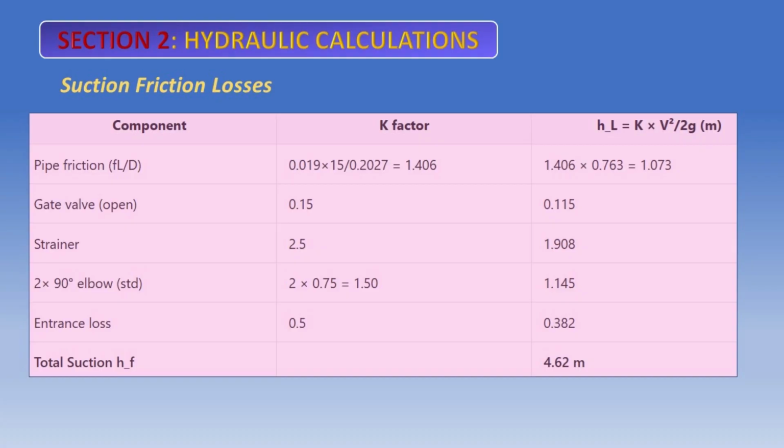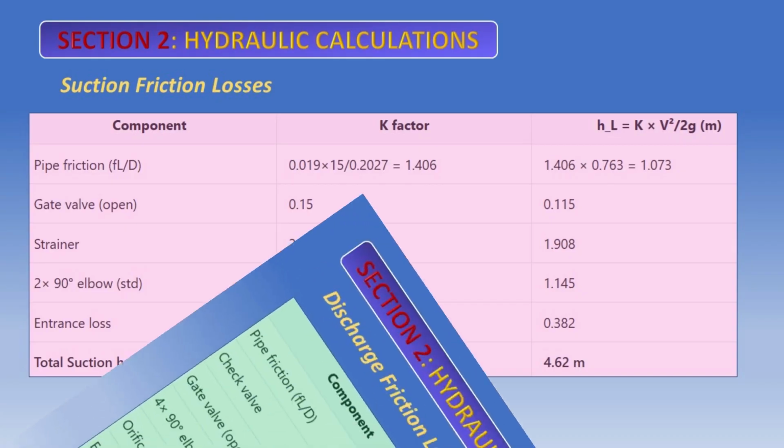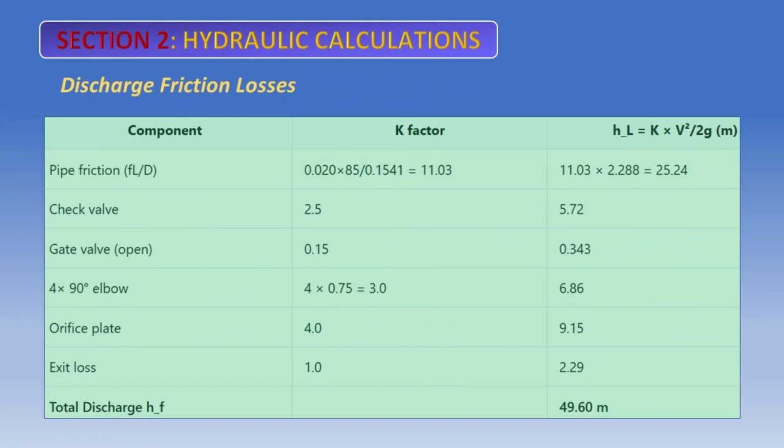The total suction friction loss is calculated to be 4.62 meters. This is a relatively low number, which is good for pump suction performance. Turning to the discharge side, we see a very different picture. The pipe friction loss alone is 25.24 meters, driven by the longer pipe length and higher velocity.